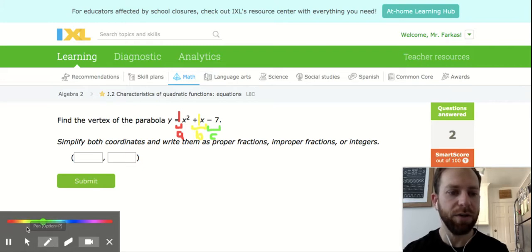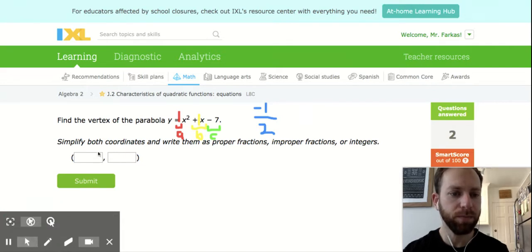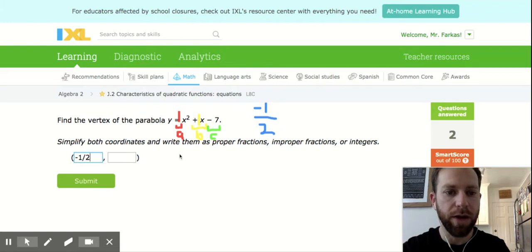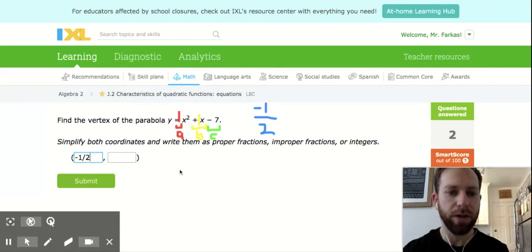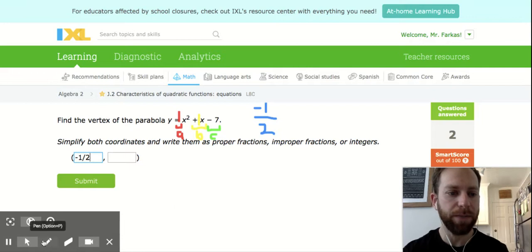What's negative b over 2a? Negative b would be negative 1 over 2a. 2a would be 2. 2 times 1 is 2. So the x value is negative 1/2. Now what we get when we plug in negative 1/2 for x, that's going to give you our y value. So let's go ahead and write this equation out, but wherever we see an x squared, wherever we see an x, we're going to put in a negative 1/2 instead.